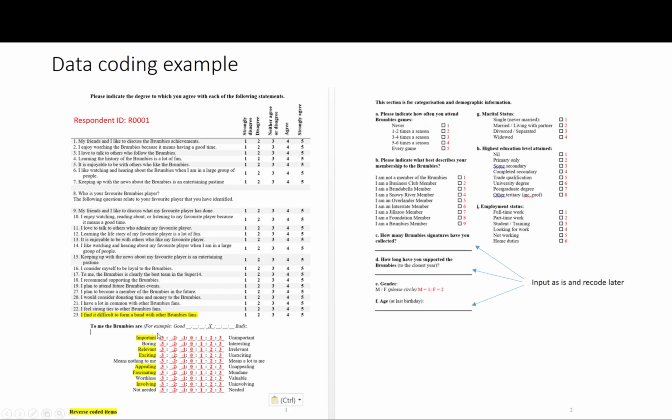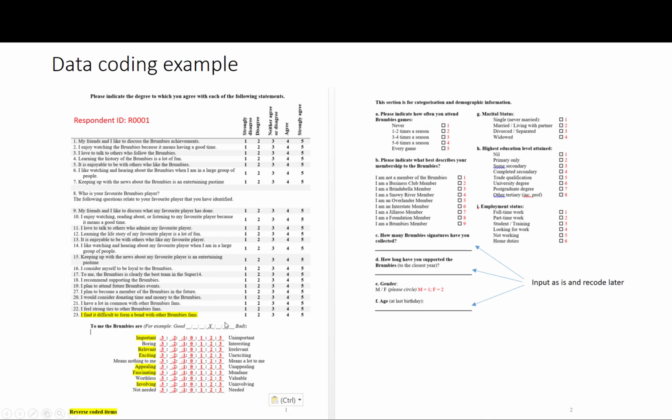So in terms of reverse coding, I have, but I'll get back to reverse coding. In my demographic items, you'll just see that I've coded everything 1, 2, 3, 4, 5, 1, 2, 3, 4, 1 to 8, 1 to 9, 1 to 6, and for gender, I've just done males as 1, females as 2, and then I had a few open-ended questions. How many Brumbies signatures have you collected? How long have you supported the Brumbies to the closest year? So these I decided basically to input as is, and then decided to recode later as part of the analysis.